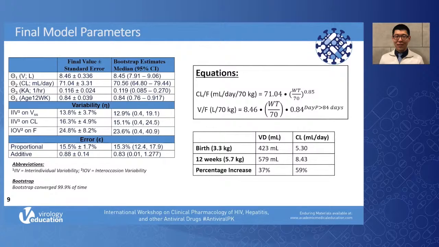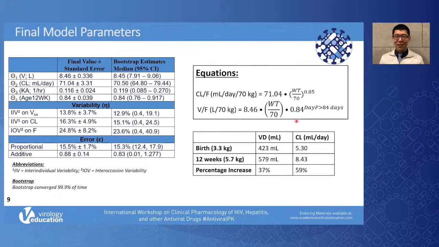Following model building and for validation, we conducted bootstrap with 1000 iterations, and its median values match the final parameter values. Out of the 12 covariates screened, 1 covariate was kept in the final model. Age, captured categorically as greater than 12 weeks or 84 days, the time when the second dose is given, was best captured on VD. I want to bring attention to the equations on the right.